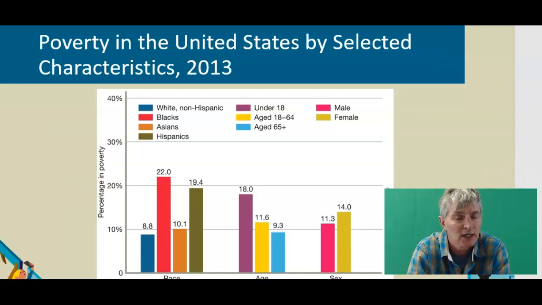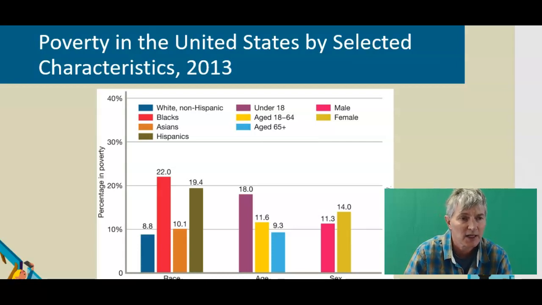This is an interesting graph here. We're looking at poverty in the United States by selected characteristics. As we can see, when we're thinking of race, who's the most impoverished? Black people are the most impoverished. Age, who's the most impoverished? Young people are the most impoverished. And sex, who's the most impoverished? Well, females are the most impoverished. And that's part of the stratification system that we have in place in the United States.